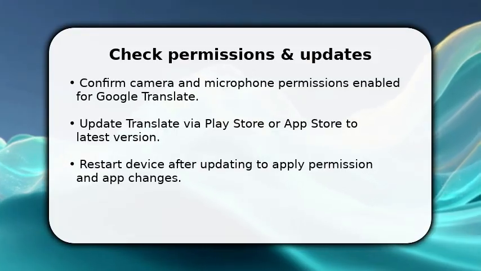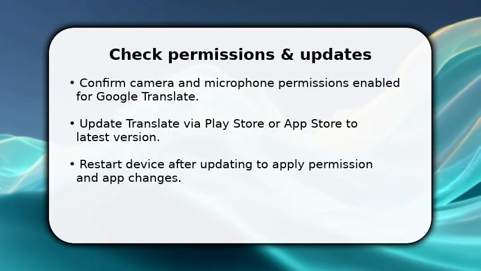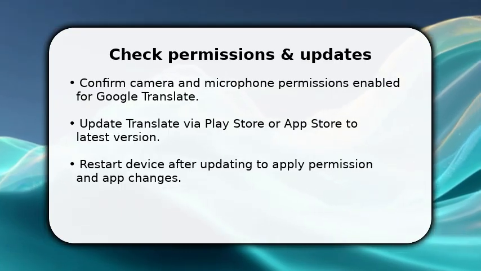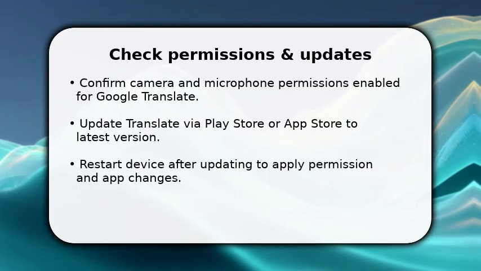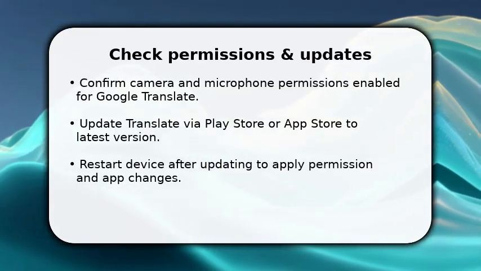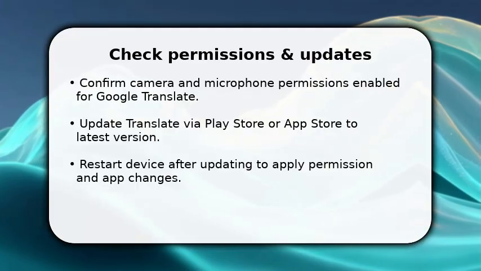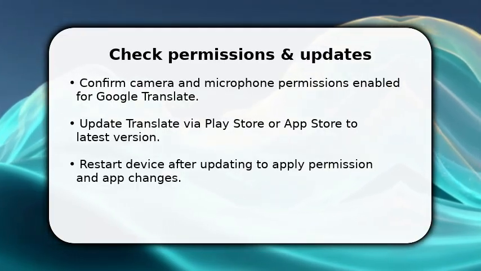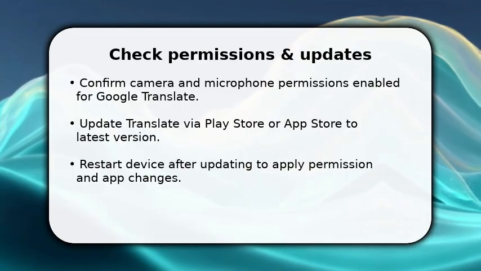You need to start by giving the app the access it requires. Open Settings, find Apps, select Google Translate, and enable camera and microphone permissions. Once done, go directly to the Play Store or App Store and update the app. Outdated builds often break camera features.